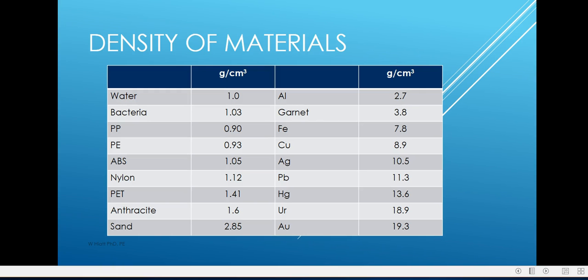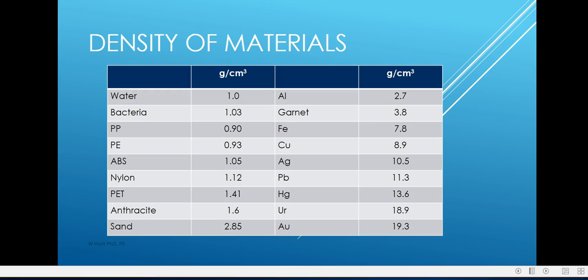Okay, we'll finish our discussion with some information about density of materials. Naturally, water is approximately 1 gram per cubic centimeter. Bacteria are very close to that. A commonly used filtration, sand filtration, is used in nearly all water treatment plants. Sand has a density of 2.85.